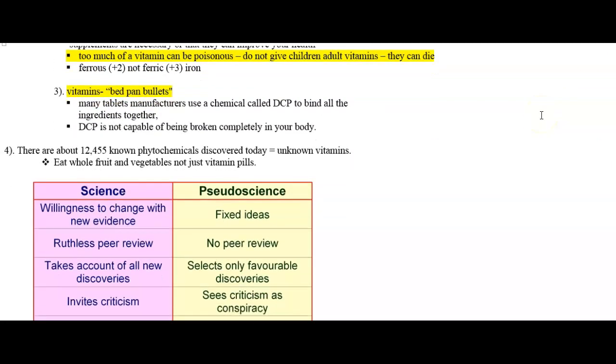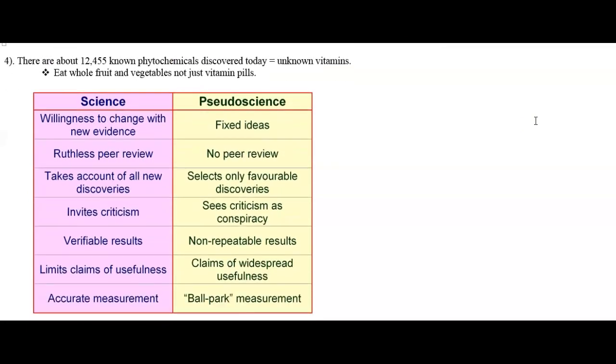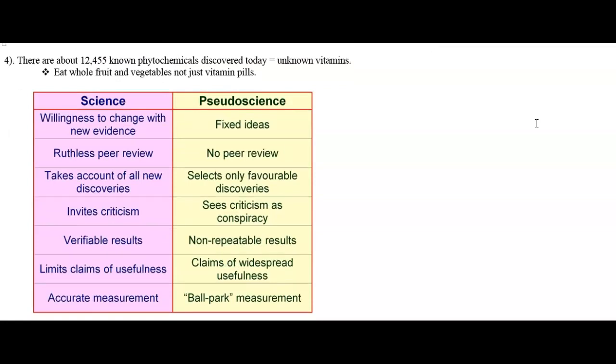And there are a lot of phytonutrients. You know, phyto means plant chemicals discovered today. They're unknown vitamins. We don't know how they work. They might have to work all together. If you just take one without the other ones, maybe it'd be bad, maybe they just don't work.